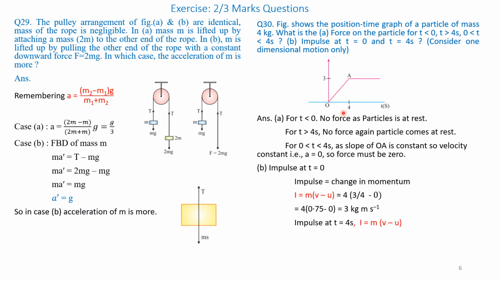So, when t is equal to 4 seconds, I is equal to m into (v minus u) once again. But here, the initial velocity u is 0.75 and the final velocity is 0, that is beyond 4 it is 0. Substituting, we get 4 into (0 minus 0.75), that is equal to minus 3 kg meters per second. This is the value of impulse.